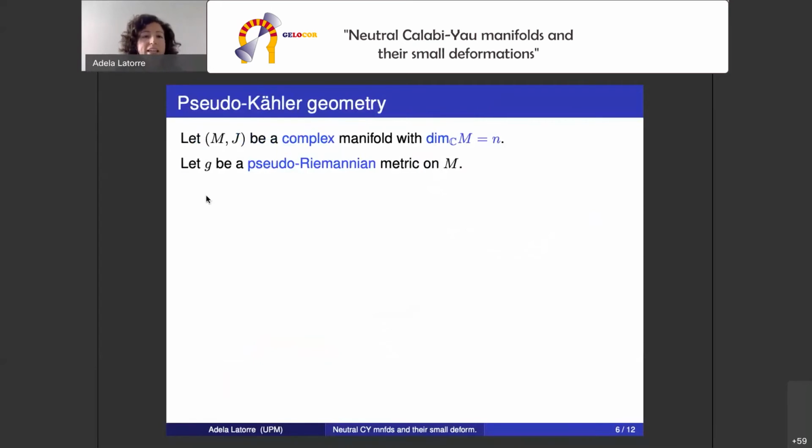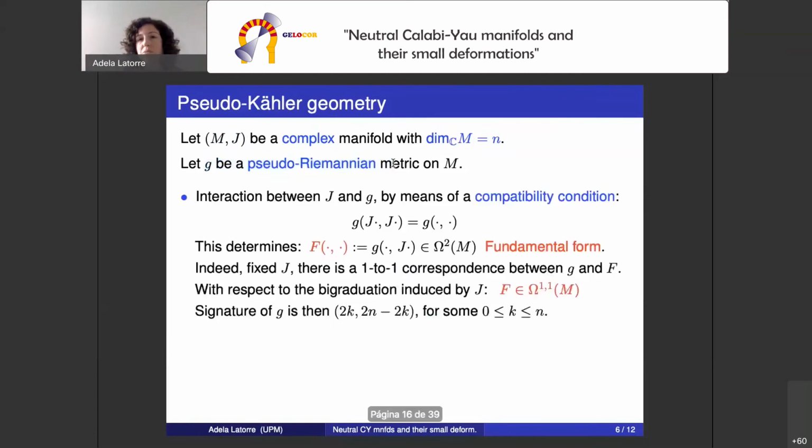So given a complex manifold, seen then as a pair (M, J), where M is a differentiable manifold and J is a complex structure, our differentiable manifold can be endowed with a pseudo-Riemannian metric. Apparently, these two structures might be independent of each other. So we would like to define some kind of interaction between them, and so we introduce this compatibility condition.